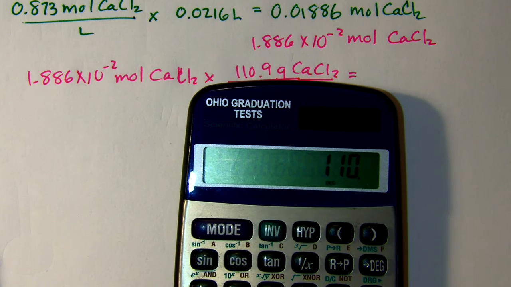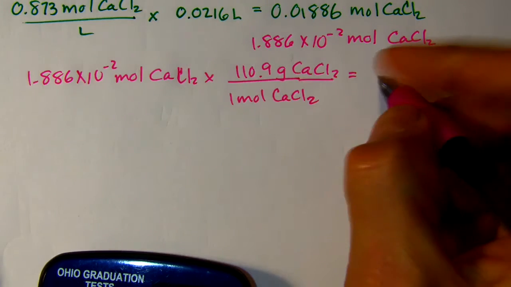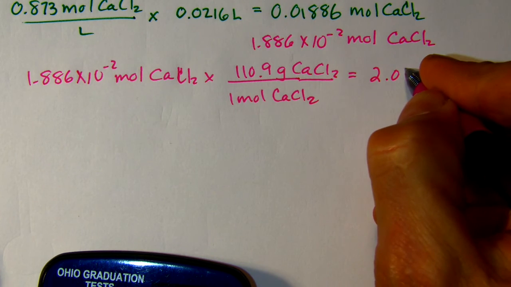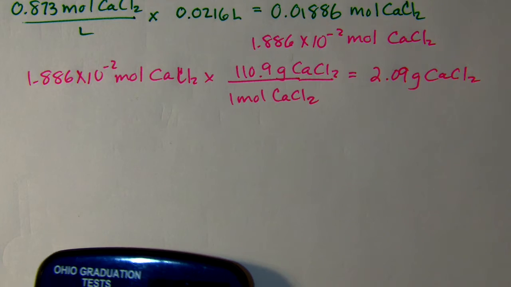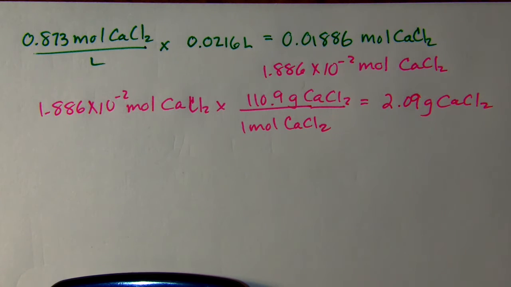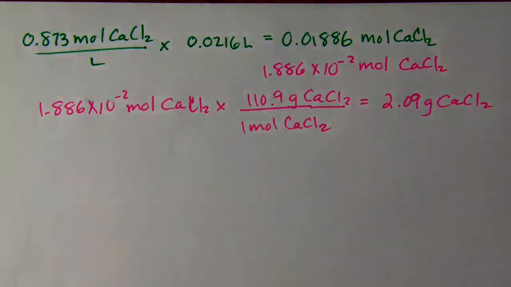Times 110.9. Okay. So you're getting 2 grams out of that stuff. That's pretty strong. 2.09 grams of calcium chloride. So now you know how to find out how many grams are in a sample. Okay? So those are the 2 main ideas of how to deal with those calculations. All right?